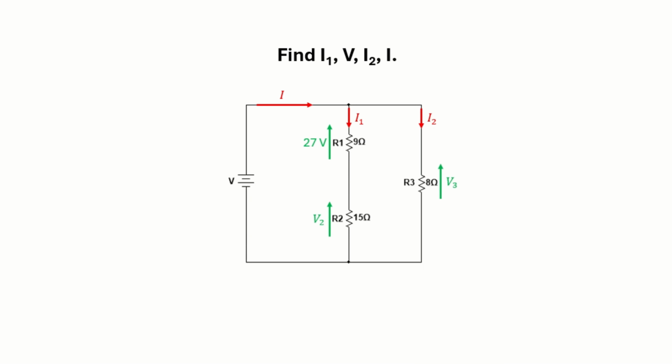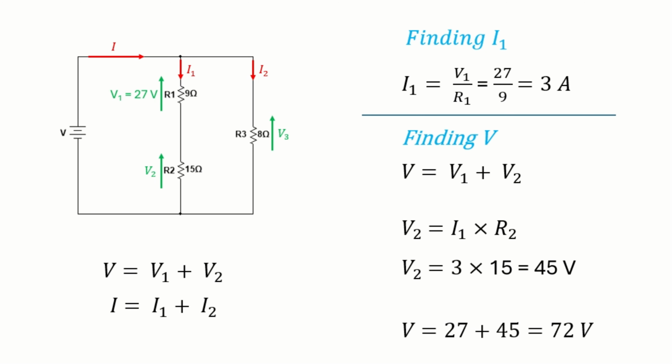Hello everyone, in this question we will try to find out the I1, supply voltage, I2 and the supply current. So let's try to find out the current through the first branch, which is I1, and the voltage across this battery.